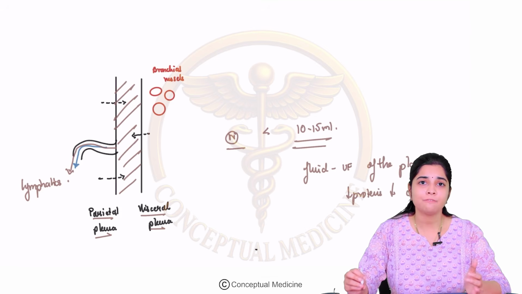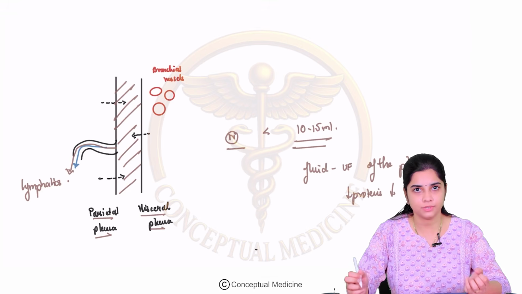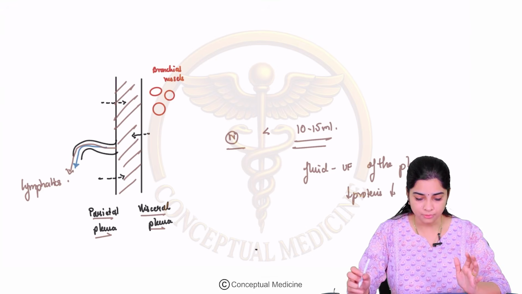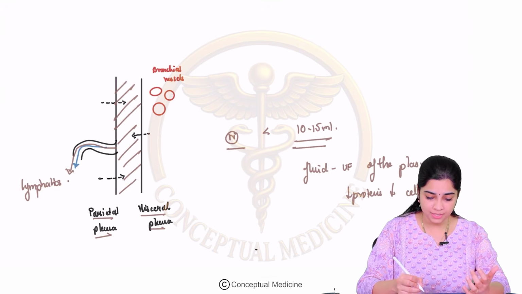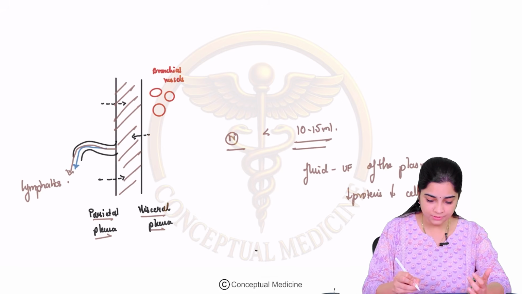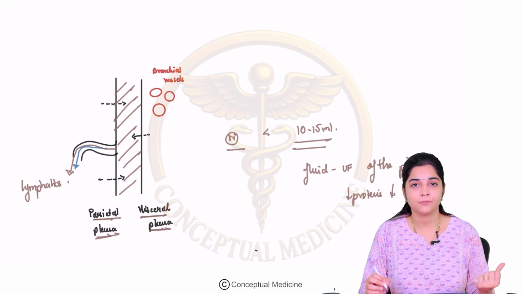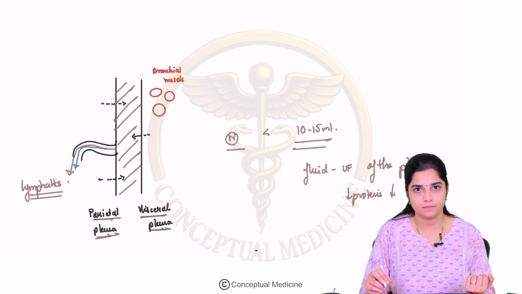Okay, so what is the function of this fluid? The minimal amount of fluid, about 10 to 15 ml, which is present within the pleural space, ensures the smooth functioning of the lungs during respiration. Okay, so this is about the normal pleural fluid. The pleural fluid is formed by ultrafiltration of the plasma, and it can enter the pleural space either from the visceral pleura or from the parietal pleura, and the excess fluid is drained by the lymphatics away from the pleural space.